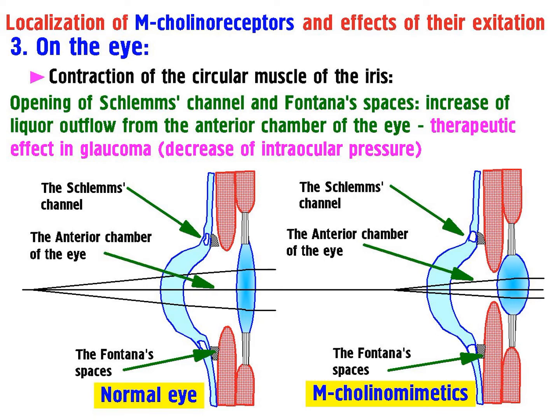Another effect, which is related to the previous one, is the decrease of intraocular pressure. This also results from the contraction of the circular muscle of the iris, which triggers opening of the so-called Schlemm's canal, which increases outflow of the liquor from the anterior chamber of the eye. And this effect, decreasing of intraocular pressure, is widely utilized in treatment of such a disorder as glaucoma, which is actually increased intraocular pressure.